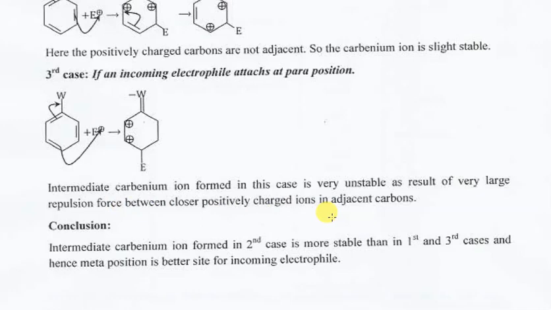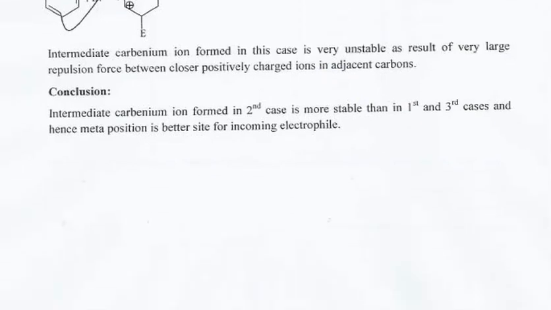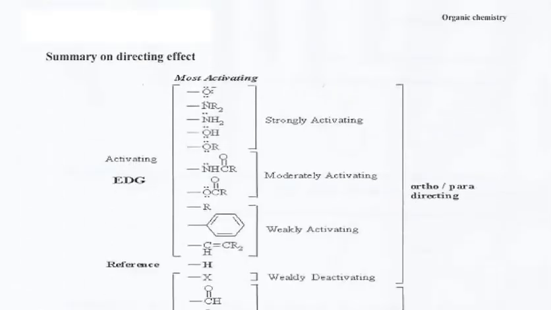Kwa hiyo the concept behind hapa is that kama positive charge itakuwa kati ya adjacent carbon atoms, that means hii positive charge itakuwa ni weak as compared to the positive charge ambayo itakuwa kati ya carbon atom ambazo ziko far. So conclusion, intermediate carbonium ion formed in second case is more stable than the first and third cases, and hence meta position is better site for incoming electrophile. The meta position is better site for incoming electrophile.